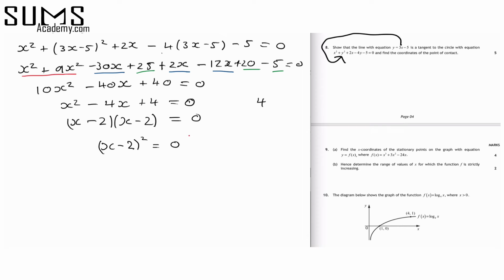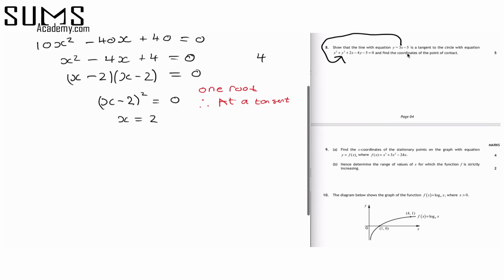So you want to have some kind of statement here. So one root, therefore it's a tangent and occurs at x equals 2. Okay, but that's not all the question asks for. The question also asks us to find the coordinates of the point of intersection.